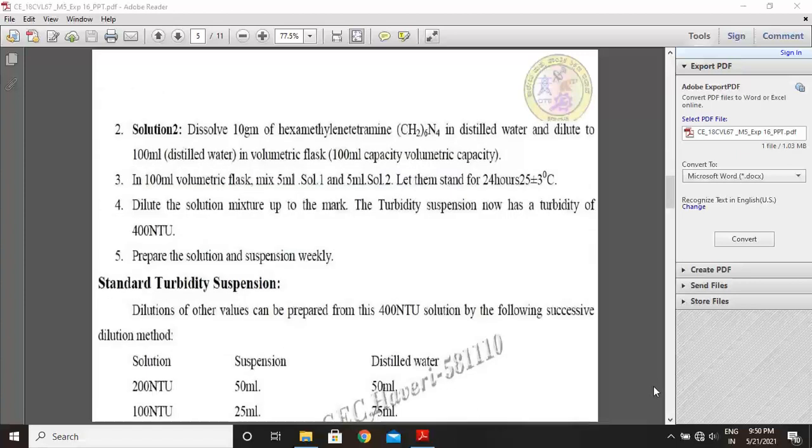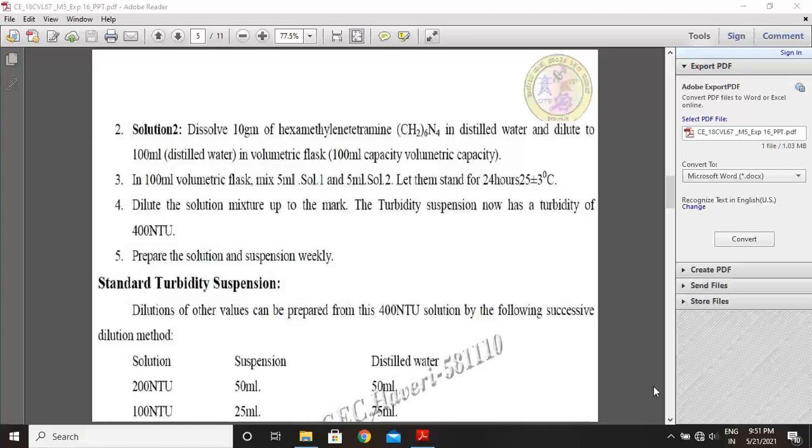Next, how to prepare solution 2. Dissolve 10 gram of hexamethylene tetramine in distilled water and dilute to 100 ml with double distilled water in a volumetric flask of 100 ml capacity.